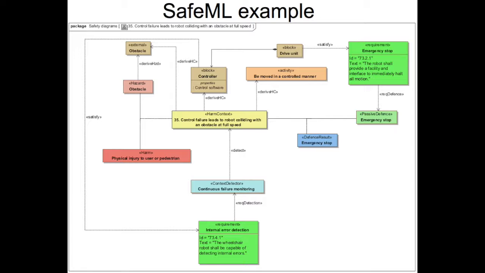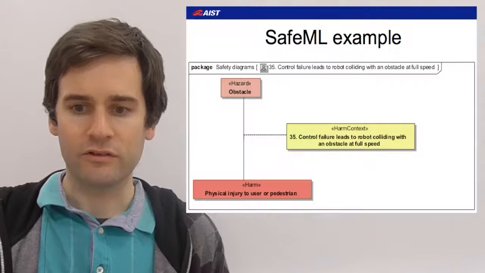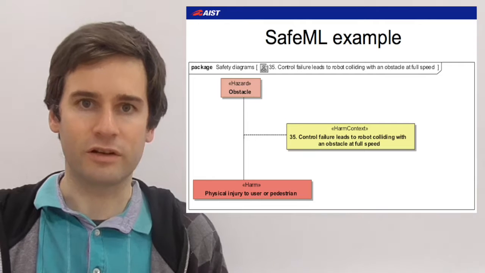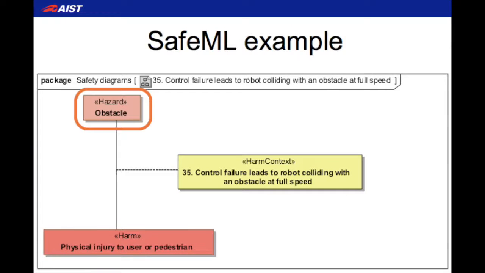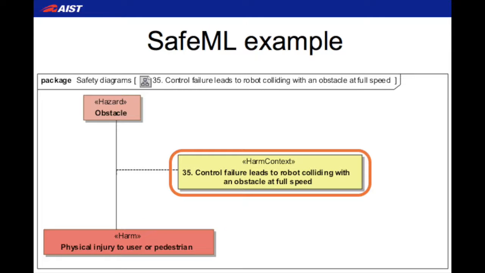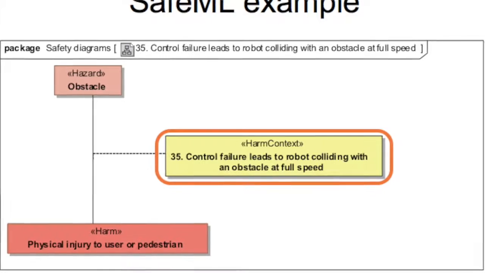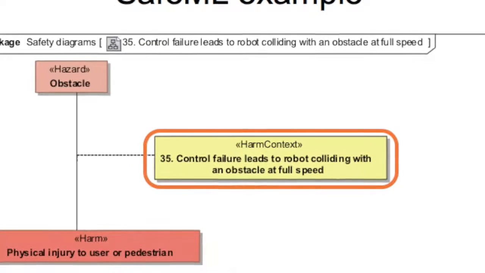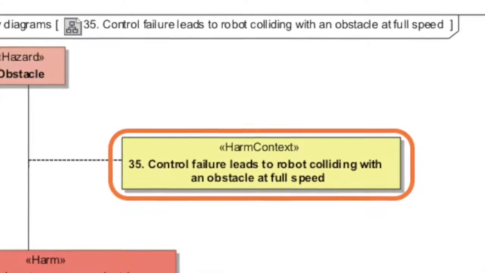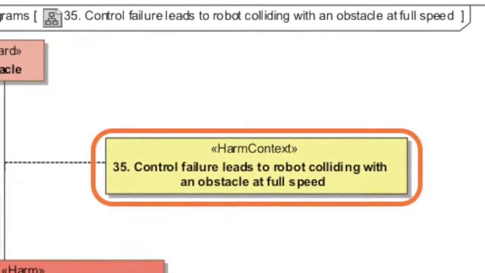This is the sort of view of the model that a safety engineer might use when creating the safety model. So on this next slide, I've extracted just one part of that diagram to show the safety information relating directly to the hazard itself. This shows the hazard in the top left and the harm that it may cause in the bottom left. And connecting those is what we call a harm context, which is a special association class. This harm context defines the hazardous situation or the hazardous event that has to occur for the hazard to cause harm. This is because in SafeML, hazards are always present, but harms are only caused under specific circumstances.